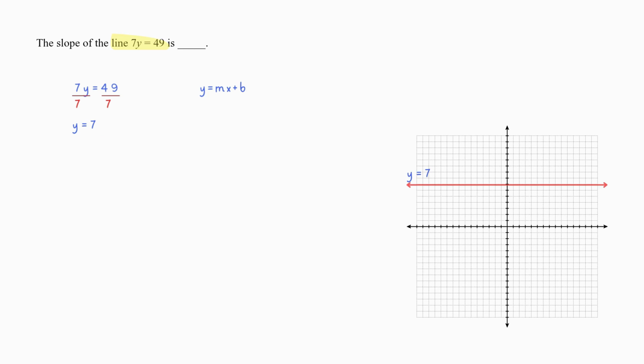Remember our definition of slope, rise over run. Rise is how much the line goes up or down. Since it's flat, it doesn't go up or down at all. The rise is 0. Run, the line goes left and right forever. Because there is 0 rise, the slope is 0. Therefore, the slope of the line 7y equals 49 is 0.